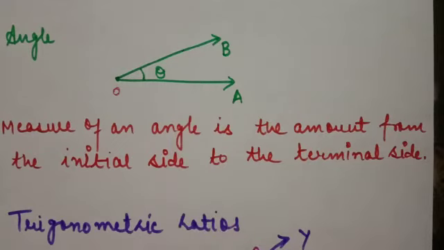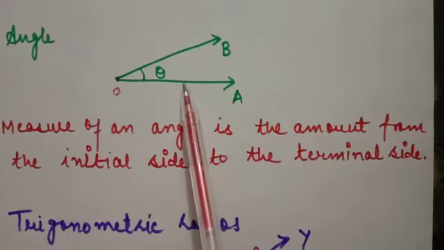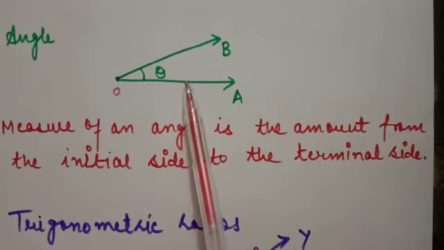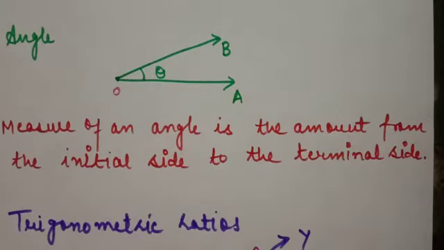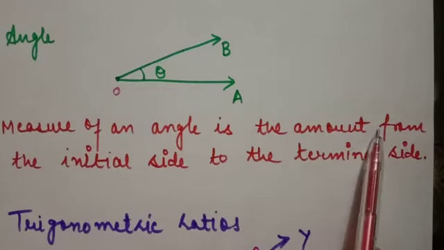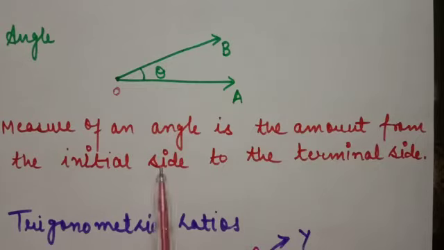So students, next is what is the measure of an angle? Measure of an angle is the amount of rotation from the initial side to the terminal side, because I told you that when we rotate the initial side to reach the terminal side, we make an angle. So measure of an angle is the amount of rotation from the initial side to the terminal side.